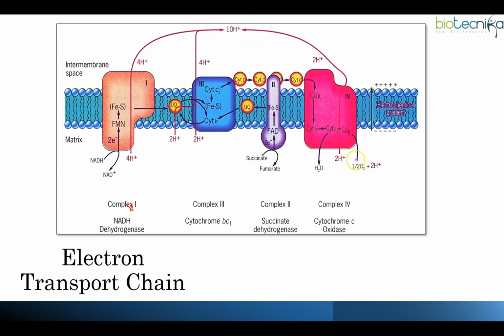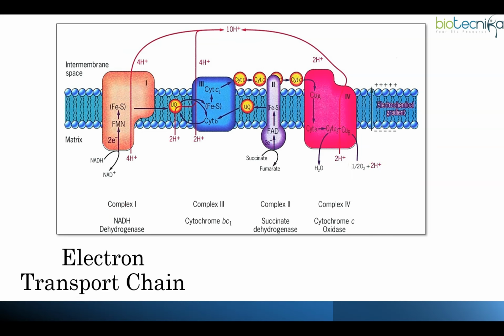And finally, the electrons are given to oxygen. Oxygen is the terminal electron acceptor, and after combining with protons, it would be making water, right? So this is only possible in case of aerobic conditions in the cell. Only when oxygen is present, this oxidative phosphorylation can take place.